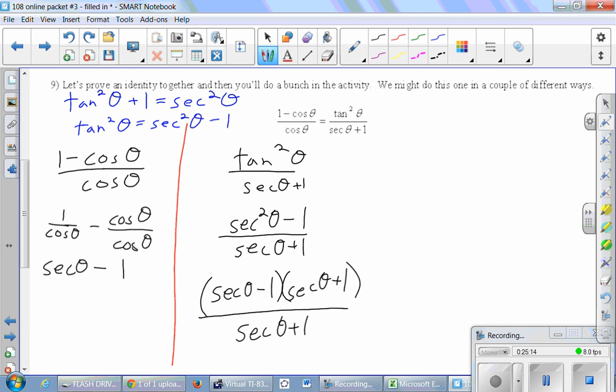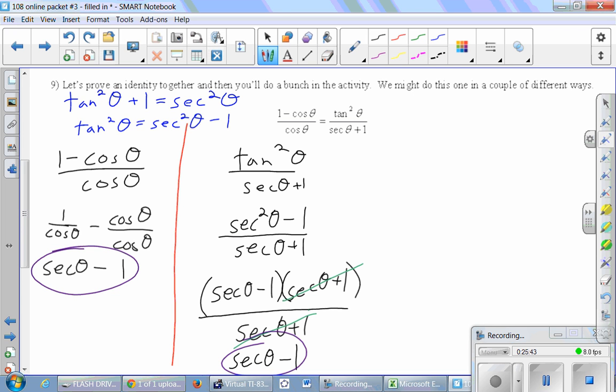And then something really good happens. Now that we've factored, we're ready to cancel. Secant theta plus 1 is a copy of what's down here. And lo and behold, I get exactly secant theta minus 1. And this one just kind of feels like it fell in my lap. I didn't really see that that was going to happen, but secant theta minus 1 is now the same on both sides of my red line. So we've proven our identity. Okay, so that is one way to do this problem.